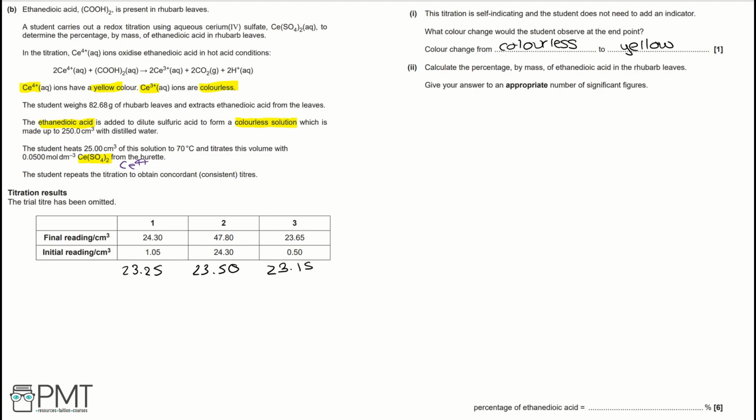So next we need to work out the mean titre. The mean titre would be using the concordant results. The concordant results are within plus or minus 0.10 cm³ of each other. So that would be titration 1 and titration 3. That would give us a mean titre of 23.25 plus 23.15 divided by 2, which equals 23.20 cm³.